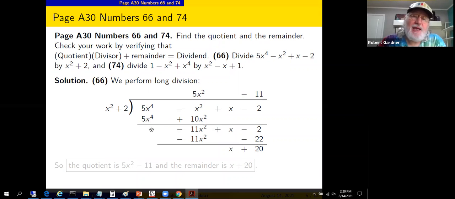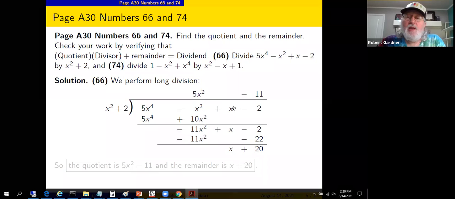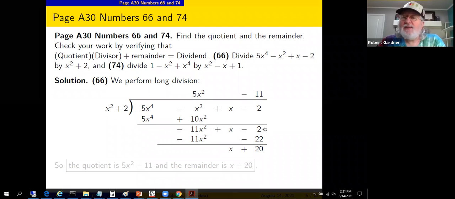The 5x to the fourth cancel. That's the reason we multiplied by 5x squared, to get the cancellation here and something smaller. Here we'll have negative x squared minus 10x squared. Remember, we'll subtract. Negative x squared minus 10x squared produces negative 11x squared. And we'll bring down the x and we'll bring down the 2. We're dealing with a squared term and a constant term. That's the reason we brought all three of these down. There's an x term we'll bring down as well.